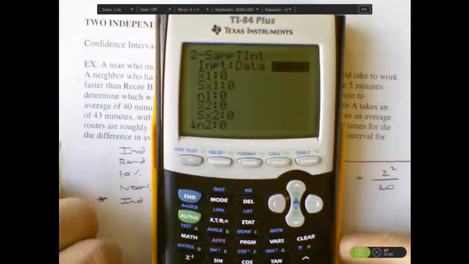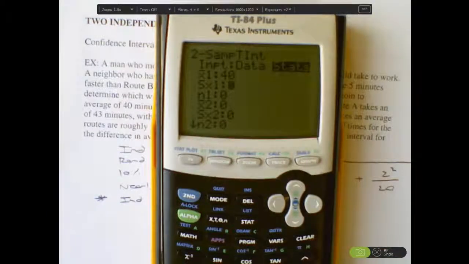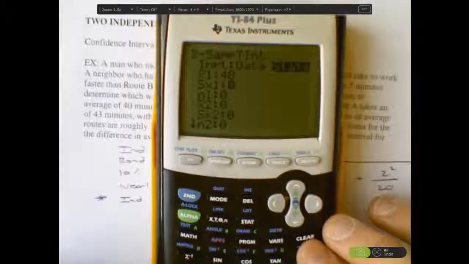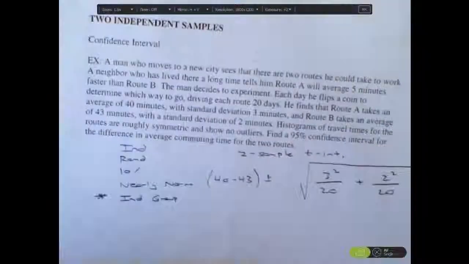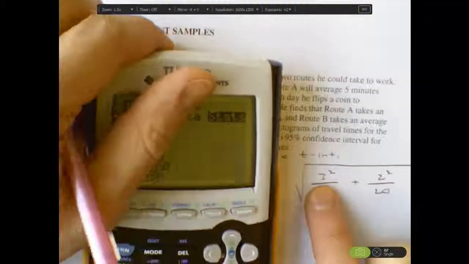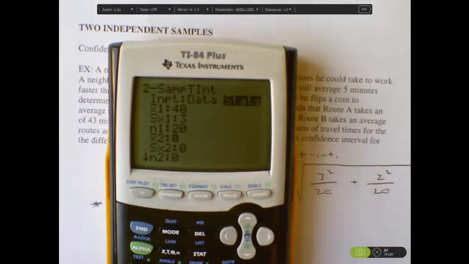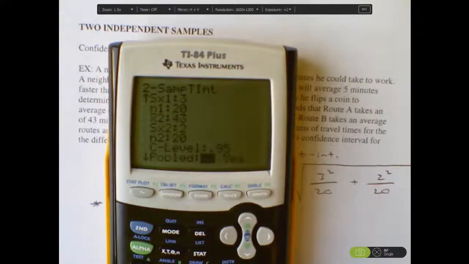So the mean of the first group was 40 with a standard deviation of 3, and the sample size is 20. The second group, a mean of 43 with a standard deviation of 2, and also a sample size of 20. We're not pooling, we're only ever pooling for a 2 proportion Z test.